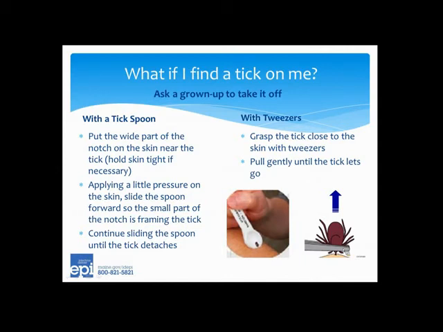And if you do such things as Vaseline or burning the ticks, what you're going to do is irritate the tick. And when a tick gets irritated, it can regurgitate its stomach contents into your skin. So basically, if you make a tick mad, it can throw up in your skin, and that can cause local infection, and we want to avoid that as well. So tick spoons and tweezers, those are the best ways to get the ticks off.